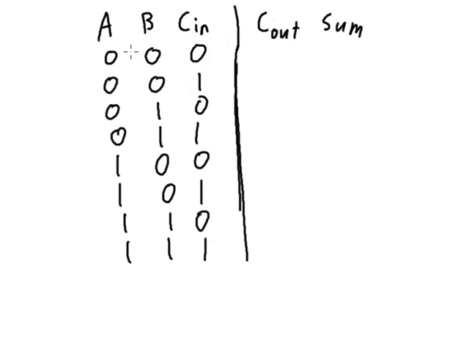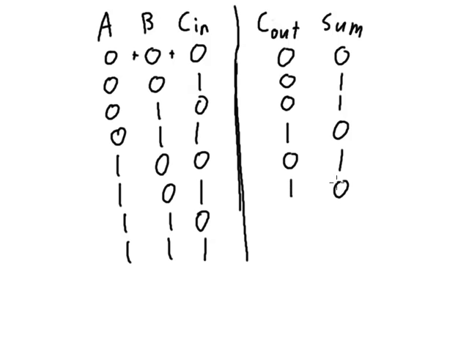So we can again think of these as just adding the 3 single-bit numbers together to give me a 2-bit output. So 0 plus 0 plus 0 is going to give me 0, 0. 0 plus 0 plus 1 is going to give me 0, 1. 0 plus 1 plus 0 will give me 0, 1. 0 plus 1 plus 1 is going to give me 1, 0. 1 plus 0 plus 0 is going to give me 0, 1. 1 plus 0 plus 1 will give me 1, 0. 1 plus 1 plus 0 will give me 1, 0. And finally 1 plus 1 plus 1 will give me 1, 1.